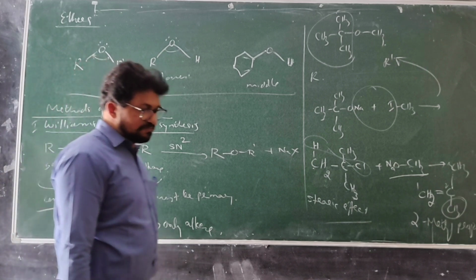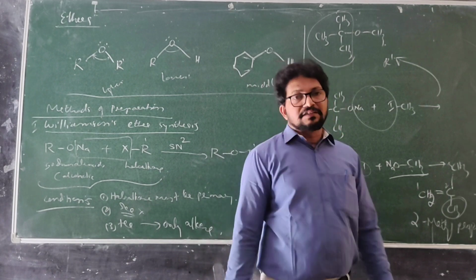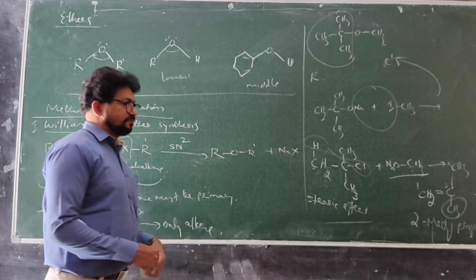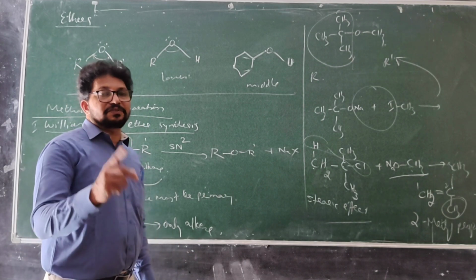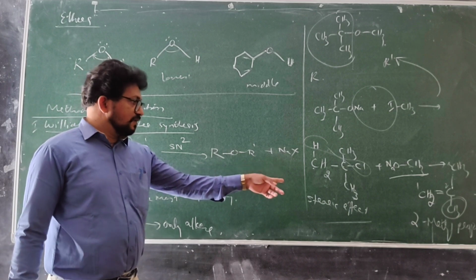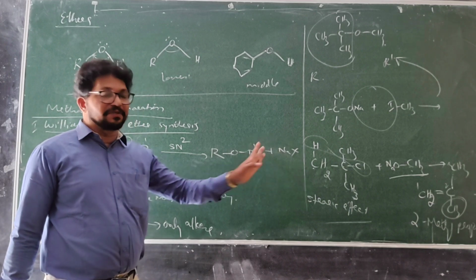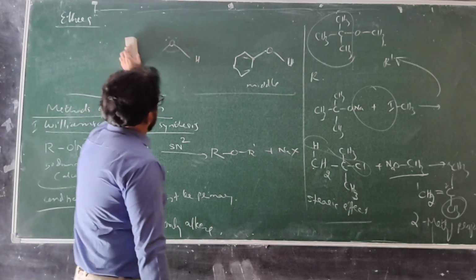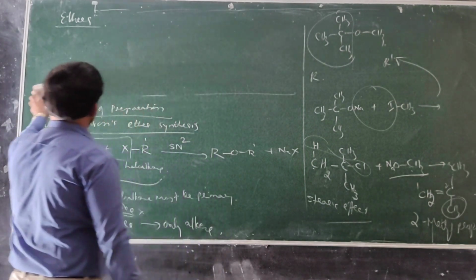So the condition for Williamson ether synthesis: the halide must be primary, and the method is SN2. In SN1, a tertiary halide would form, and tertiary favors beta elimination and not nucleophilic substitution. One more method of preparation of ether, I will tell you.